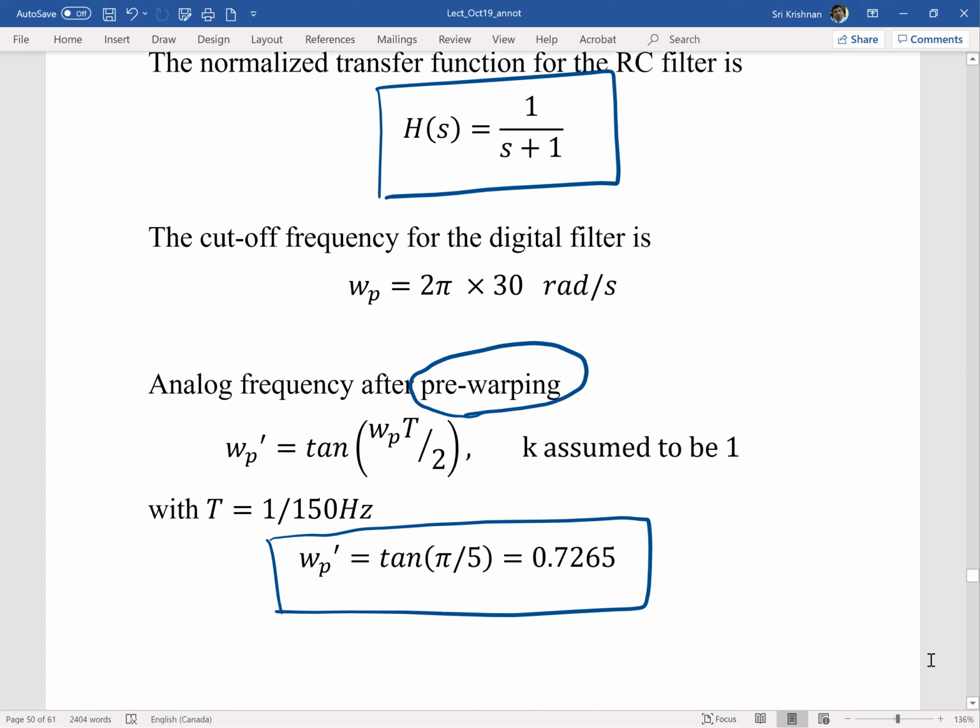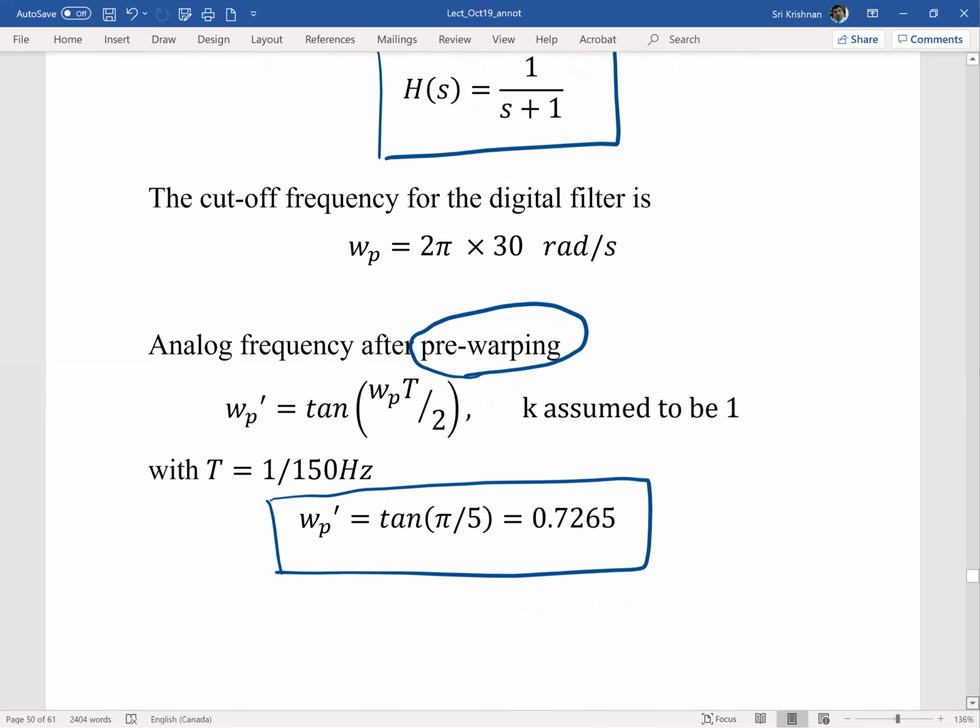These are basically normalized frequencies. That's why we use the sampling frequency, to allow the normalization. And it's been normalized, and that's why you get 0.7265. That normalization is happening because we already took the sampling time into the equation. So that's your new number.